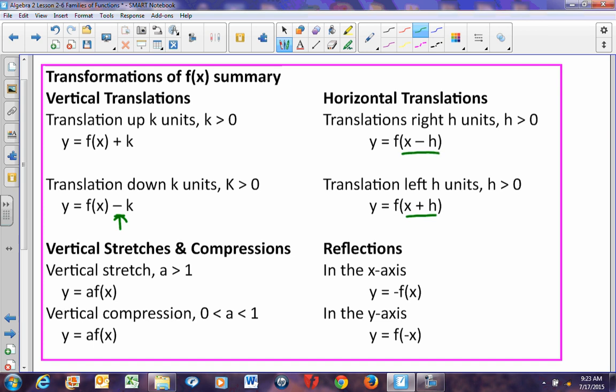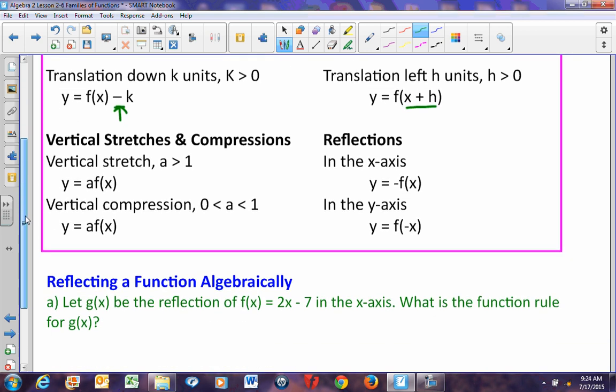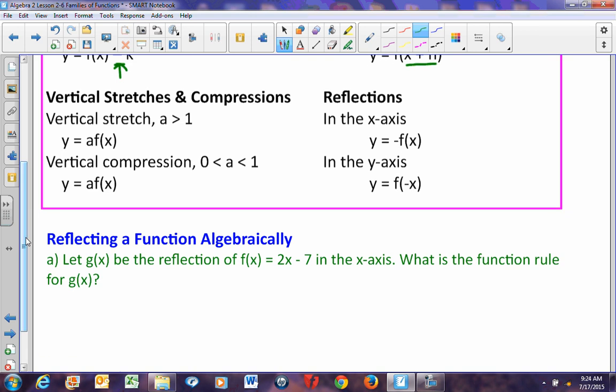The couple we didn't talk about is a vertical stretch and a compression and the reflections. A vertical stretch, if a is greater than 1, it's going to stretch it. If a is between 0 and 1, it's going to shrink it. And I'll show you what that looks like on a graph in just a moment.